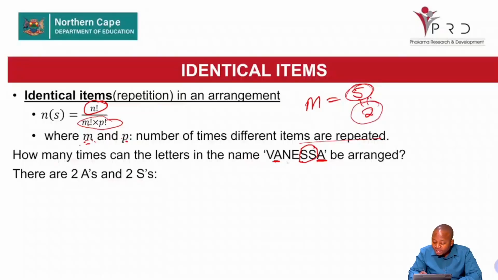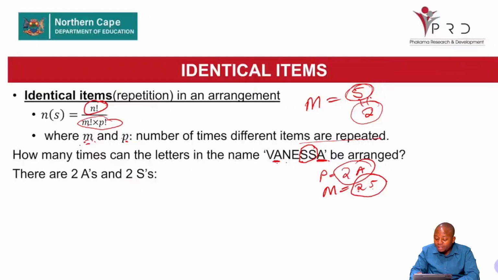Then we proceed. We can say, for example, our P in this case is for what? It's for A. How many A's do I have? Two A's. So P is equal to 2A. M in this case will be 2S. So these are the repeated items. S is repeating 2 times, and A is also repeating how many times? 2 times. Right. So we can call the A's P, and there are 2 S's, which we can call M.